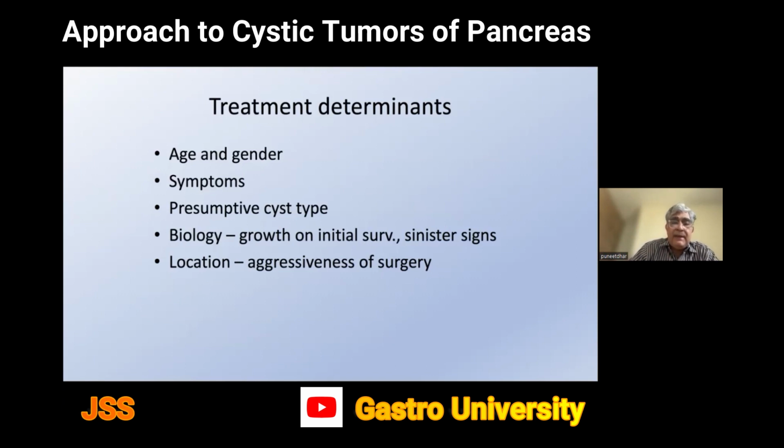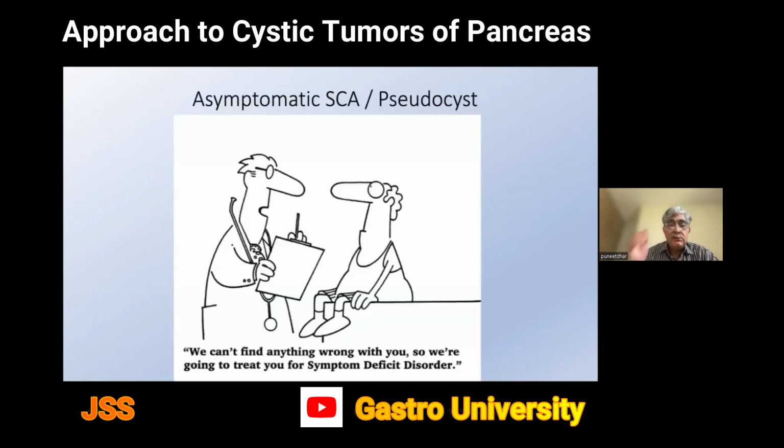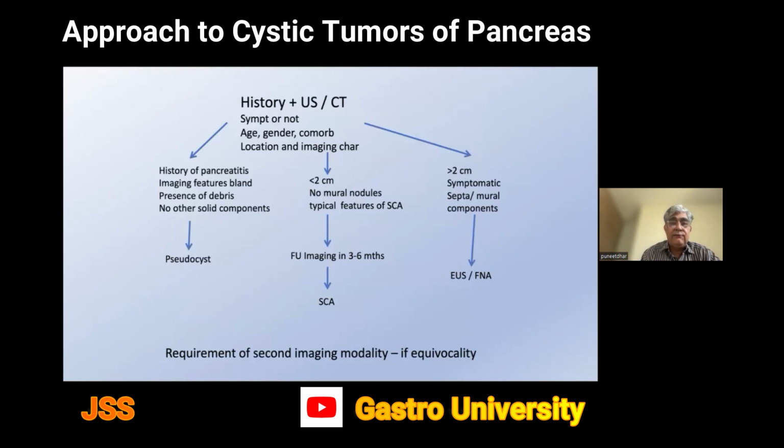If it's in the tail of pancreas, we tend to have a lower threshold for doing surgery. For a Whipple, we need to be reasonably sure. So I think when we are going to do a Whipple, we should try and get a tissue diagnosis as far as possible. So important that if there are no symptoms, pseudocyst or serous cyst, they might need just a follow-up. So important to look at the history, ultrasound, CT, all the age, gender, comorbidity, history of pancreatitis.